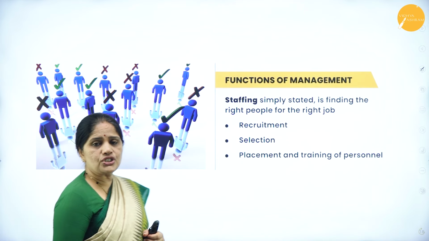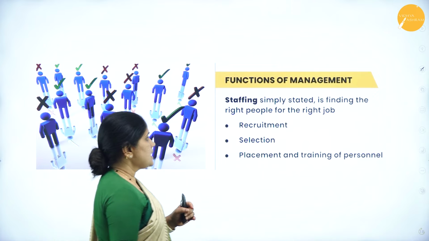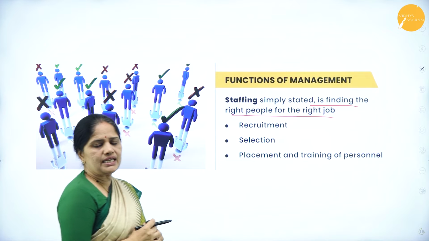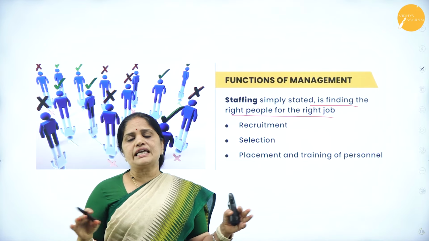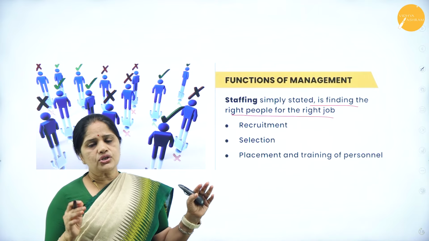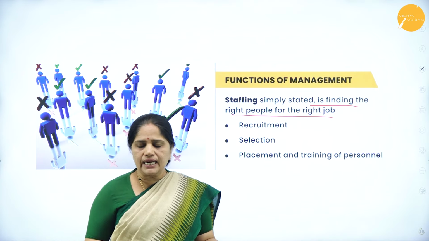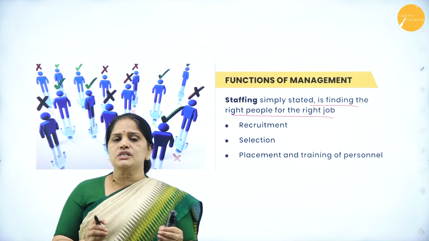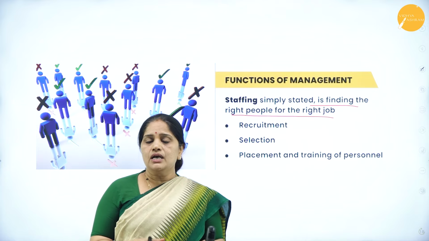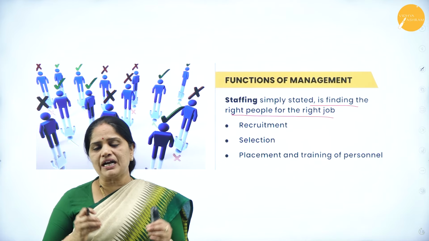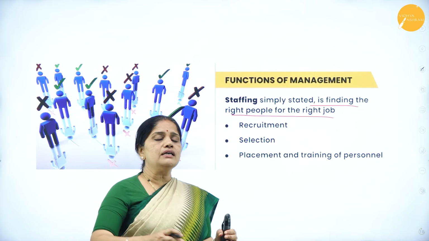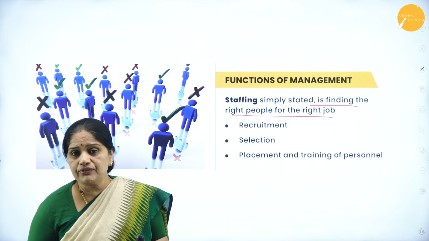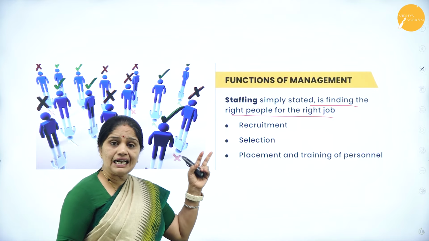Then the third function of management is staffing. Staffing is finding the right people for the right job. So staffing is nothing but filling up the vacancies within the organization. You have created departments, you have created positions within each department. Now the next job is to see that each position is being occupied by a person. When each position is occupied by a person, he will ensure that the work of his department will be done. In simple words, staffing is finding the right people for the right job.